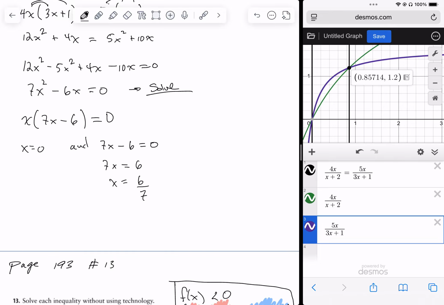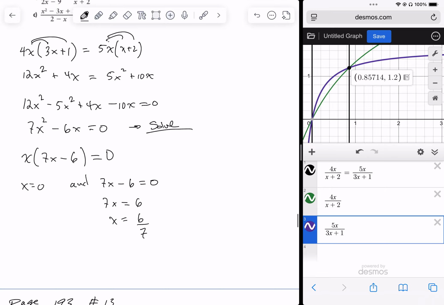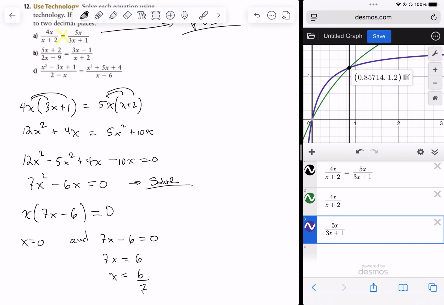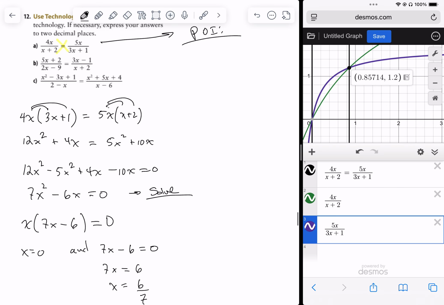If we wanted to solve for the x-intercept, or the actual points of intersection, which is what we started this problem by saying, right? So points of intersection. If this one's f of x and this one's g of x, we've found the x values where f of x is equal to g of x. That's what we've just found. This is true at x is equal to 0 and x is equal to 6 by 7.